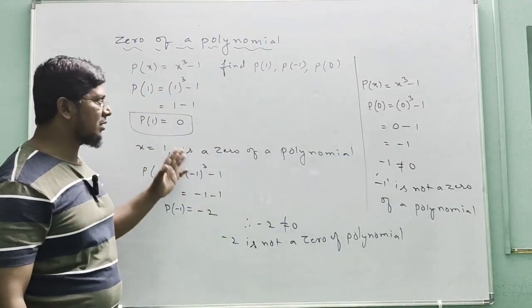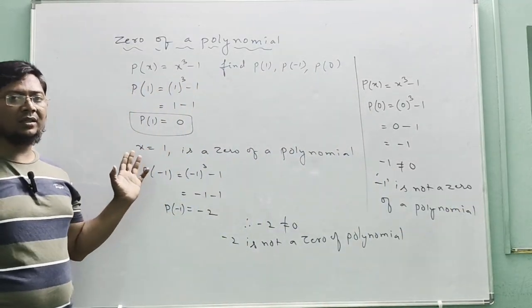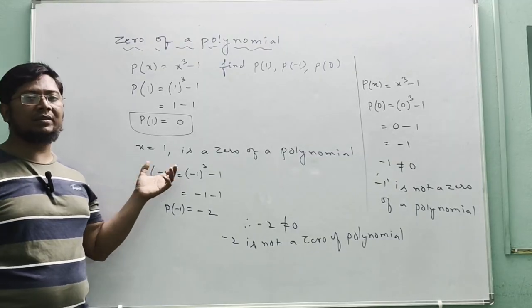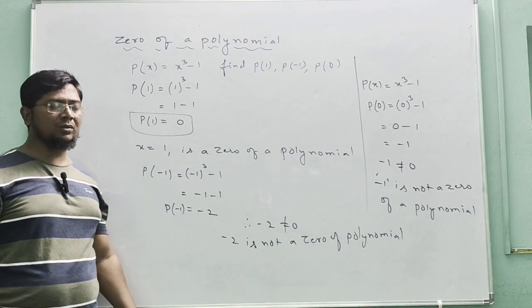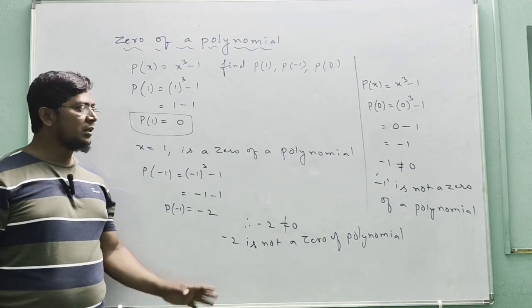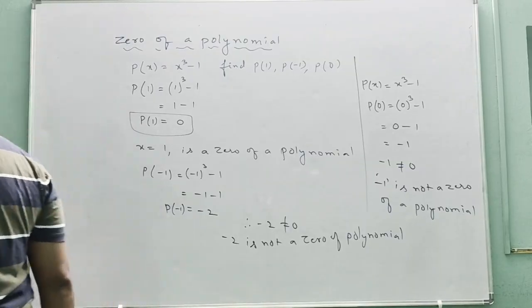So we have to check which number is a zero of a polynomial. The number which satisfies the given equation is known as a zero of the polynomial. Now our next question.